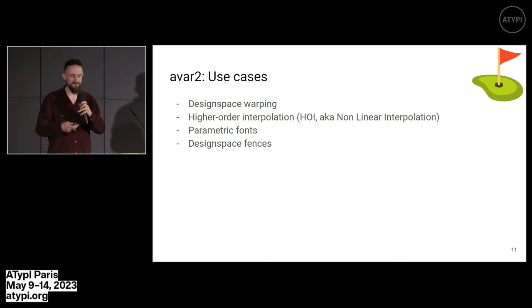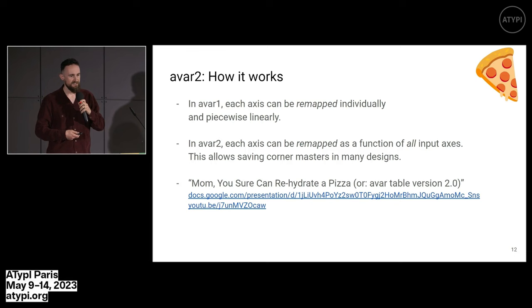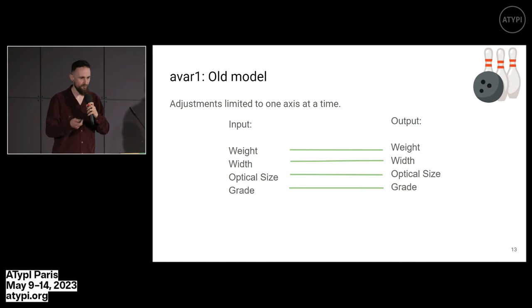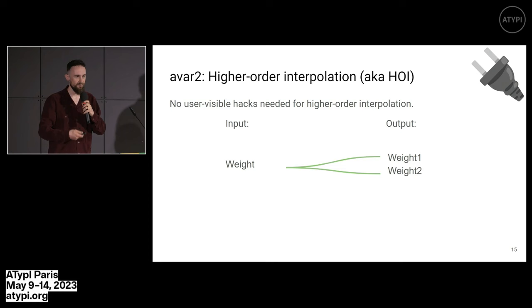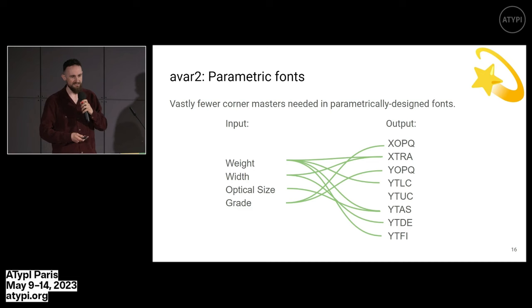So the way that it works is to remap the axes as functions of input axes. And the way that it's worked before is this sort of one-to-one mapping. And with AVAR2, you can make these adjustments across the axes. So you can have the user input a value for weight and for width, optical size, and grade. And those could map to just three underlying axes. With Hoi, in the same way, the user inputs one value, but it maps to several axes. And with the parametric axes fonts, you have those user axes mapping to many axes.